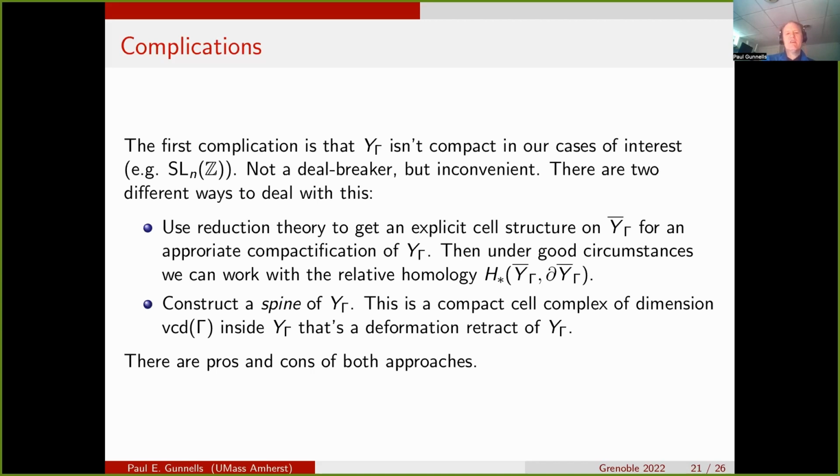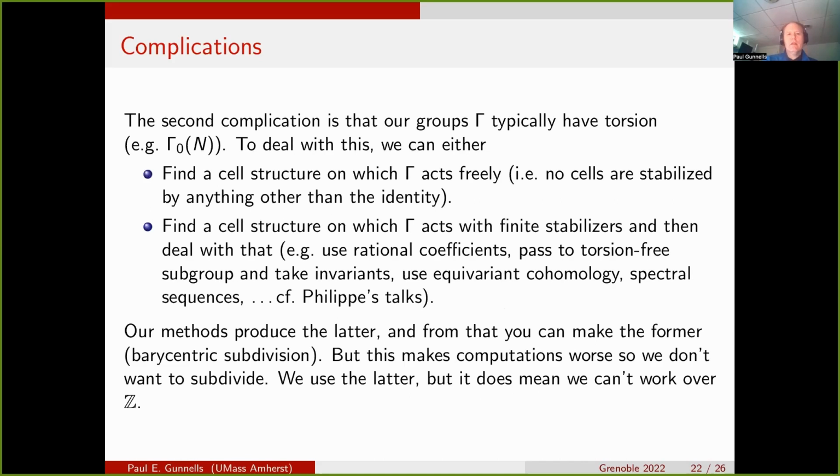Both of these have their advantages and disadvantages, I would say. But in any case, there are two different themes here. So if you think about the modular curve, you see both of these in action. You can either work with the homology of the modular curve mod its boundary, or you can take those punctures and just deformation retract that thing onto a graph and work with that, okay? The other complication is that the groups typically have torsion in them.